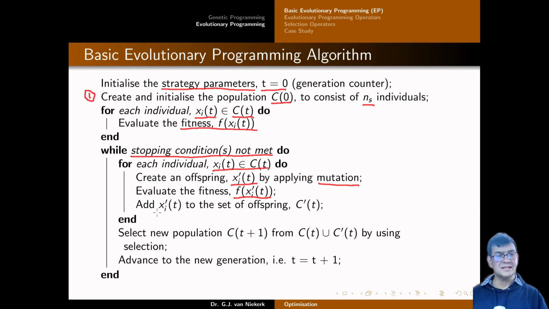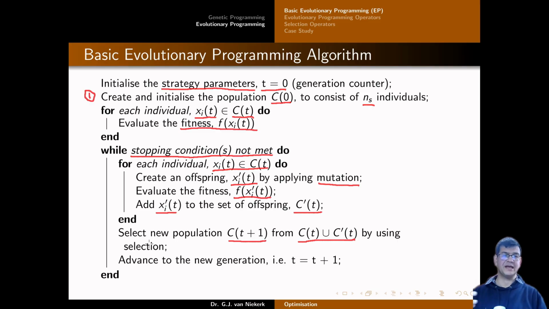And we add this individual to the set of offspring, C prime T. So this, of course, starts empty in the beginning, and then we add all the children to this set. And then once you've done all this, in other words, you've iterated through all the individuals, you select the new population, CT plus 1, from the union between the parents and the offspring. So you put them all together, and then you use some kind of selection operator to select those that survive.